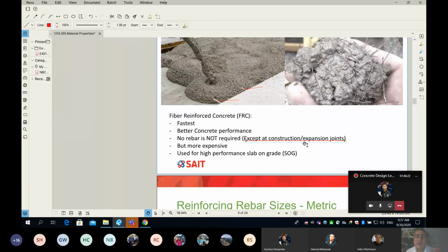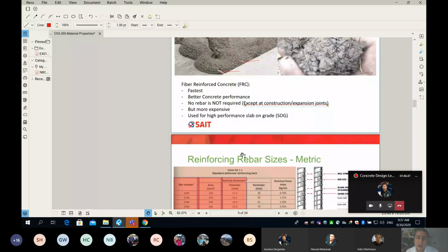And that's why it's very fast. You just jump into the warehouse. Probably you can finish the entire warehouse in 4 days. I finished a warehouse 6 years ago which was 140 meters by 40 meters in 4 days, from start to end. Very fast, but it's very expensive. And simply you do use it for high performance slab on grade.